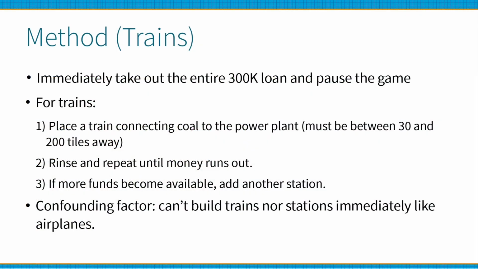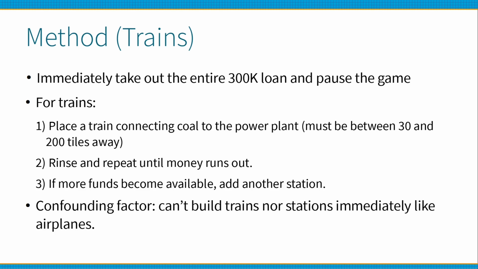Now for trains, we'll also take out the entire line, but we're going to connect as many power plants to coal as possible, as many coal plants rather to power as possible. You could share a power plant, but we're going to not share the coal. We are going to get as many in as we can before money runs out, and then we're going to try to add another station, another train here. One thing that sort of makes this difficult is that you can't immediately build trains, neither can you build the stations immediately.